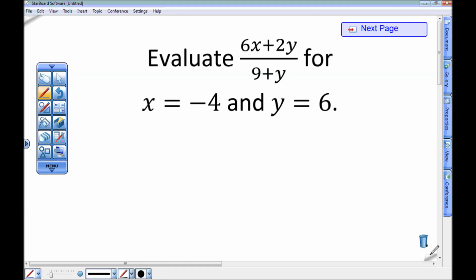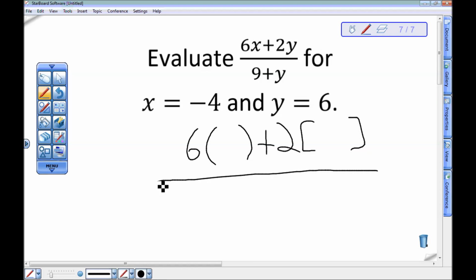I want to evaluate 6x plus 2y all over 9 plus y for x equals negative 4 and y equals 6. So again, I'm going to take my expression, 6 times x plus 2 times y all over 9 plus y. So where do I want this negative 4? I want it where x used to be. That is the only place x used to be, so I got that. And then I want a 6 in there for y. Here's a y, here's a y, there's a y, there's a y.